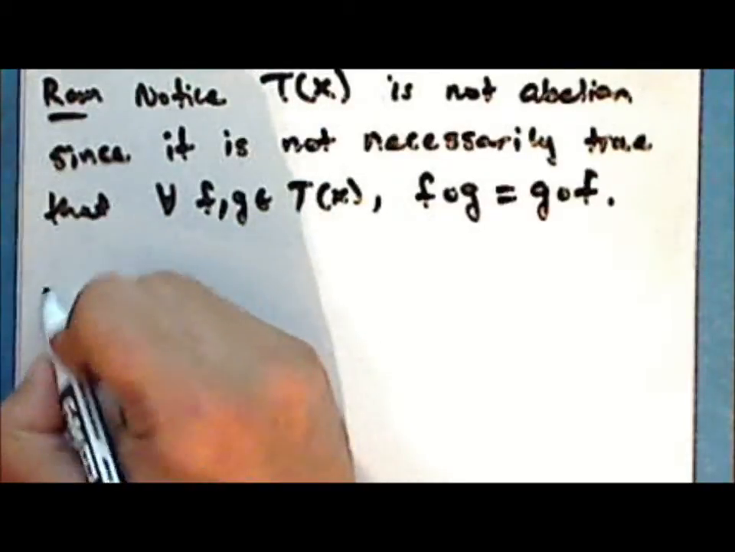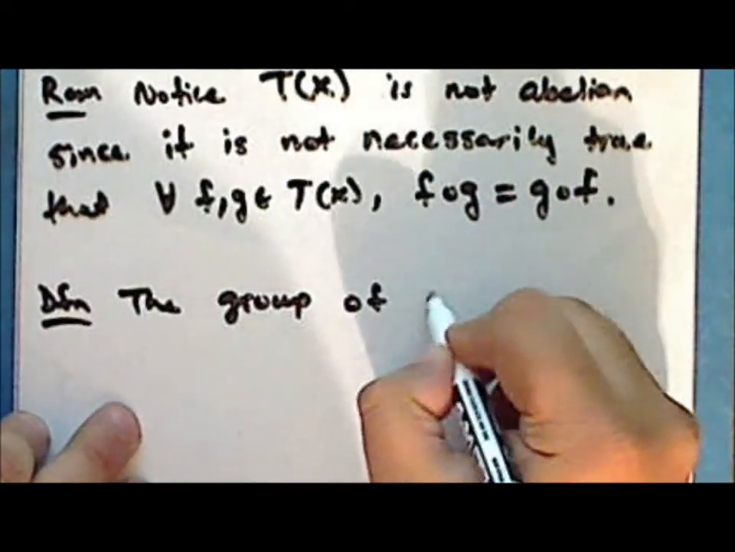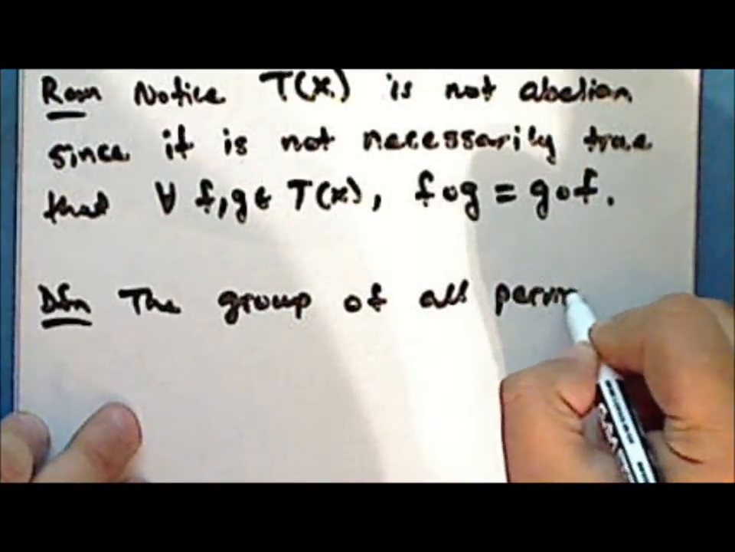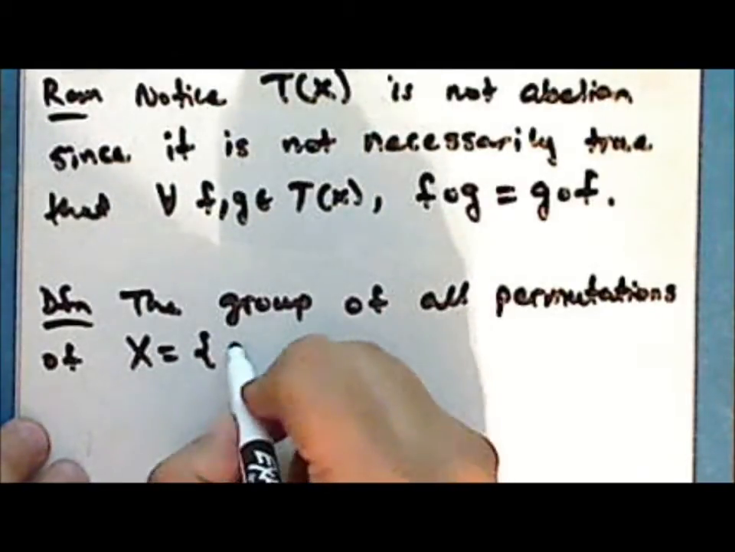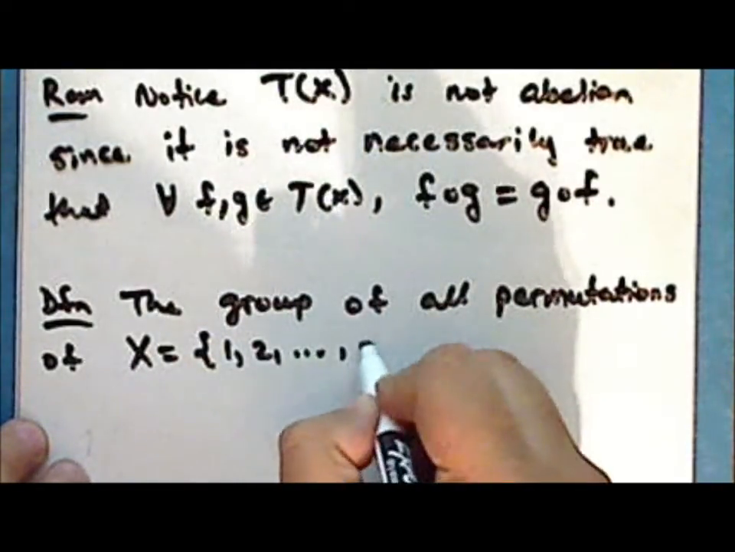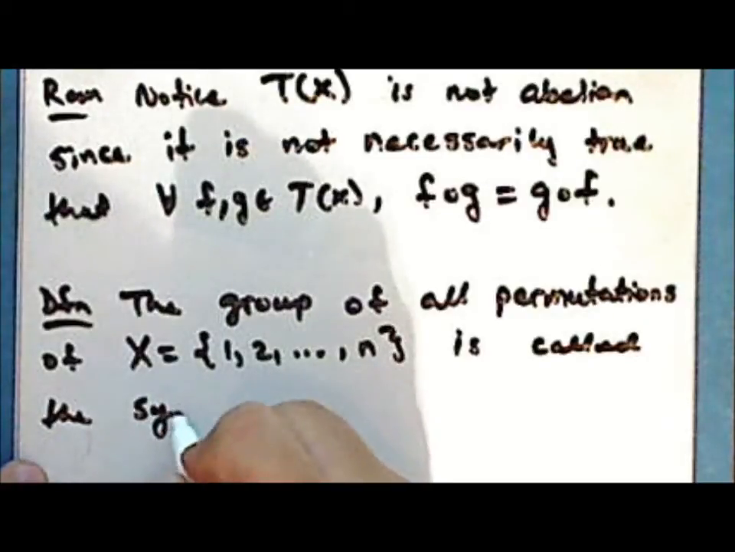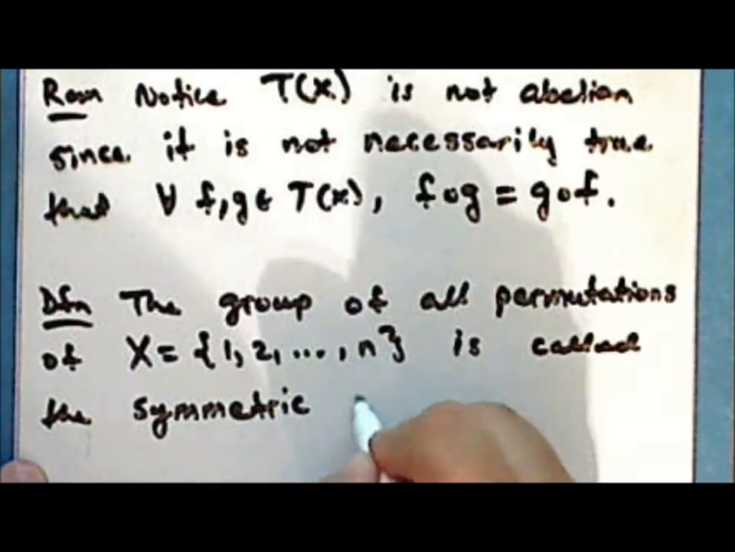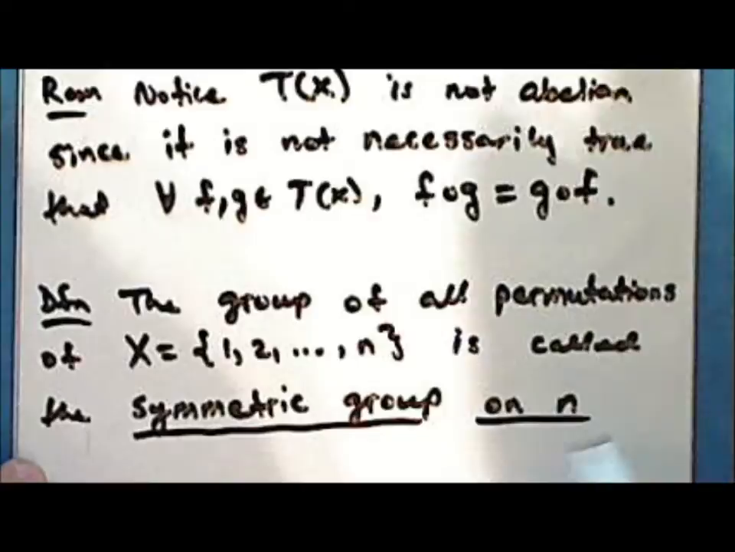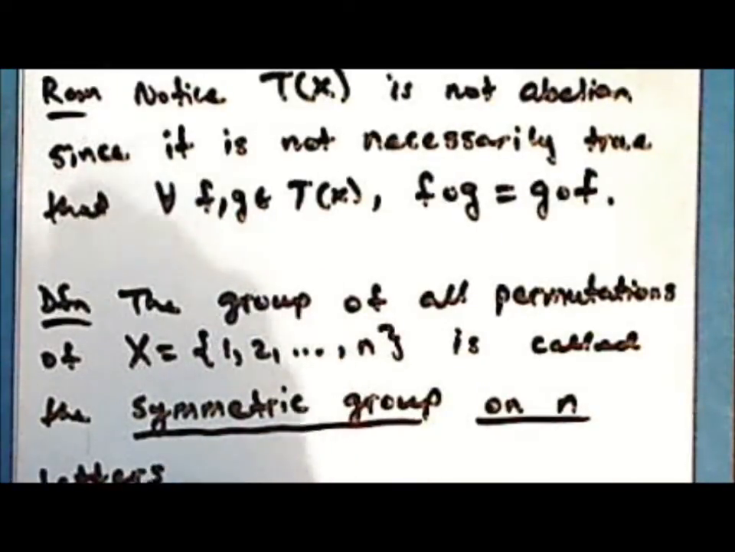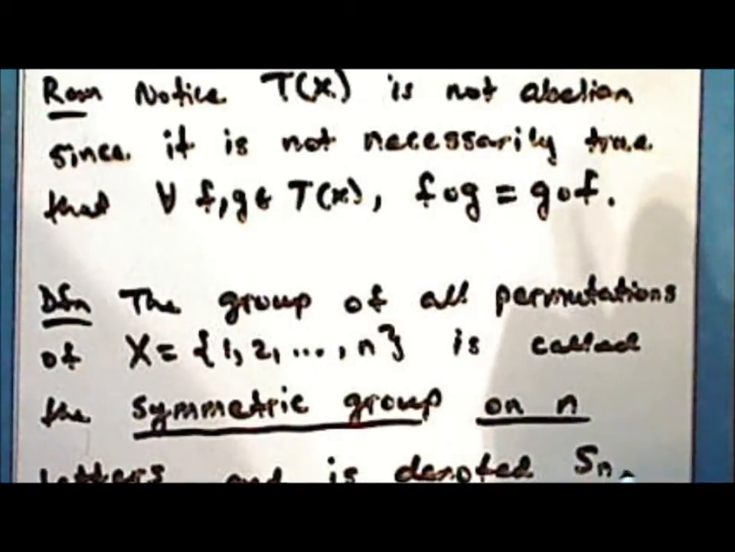Okay, so new definition. The group of all permutations of the set of consecutive integers from 1 to n is called the symmetric group on n letters and is denoted S sub n.